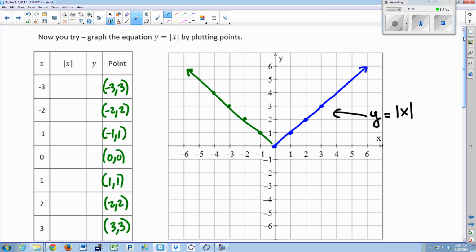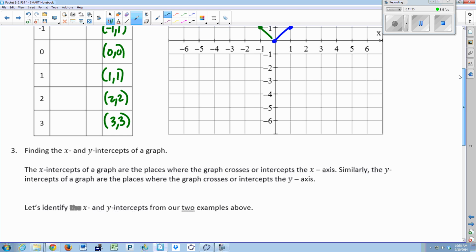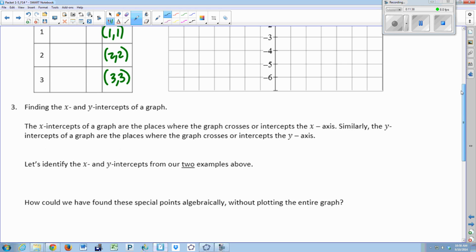I think I went around and just about everybody got to that graph. So if we want to find the x and y intercepts of a graph, we've already talked about this. Okay, you want to read this for me, Christopher? The x-intercepts of the graph are places the graph intersects the x-axis. Similarly, the y-intercepts of the graph are places the graph intersects the y-axis. Okay, so let's identify the x and y intercepts from each of our two examples.